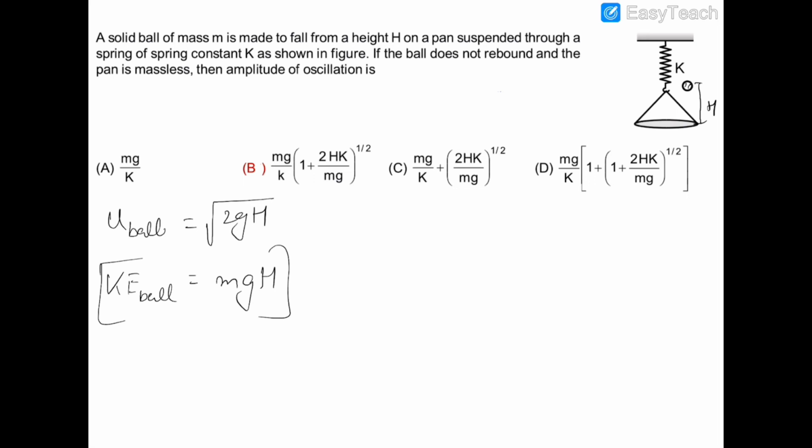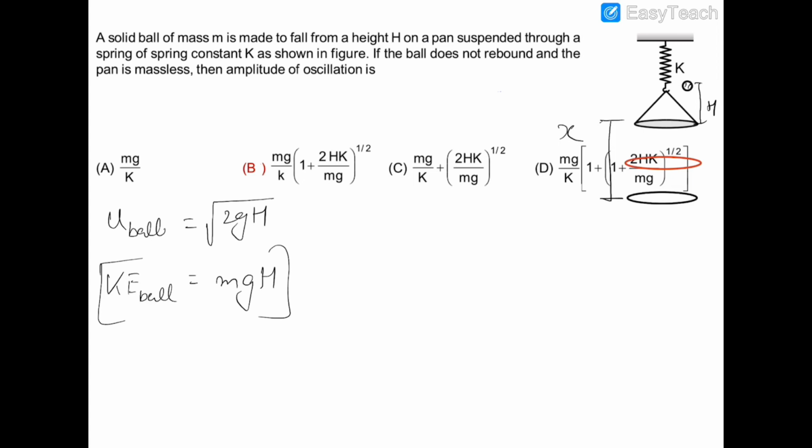Now we can see that when this ball will strike, the pan will move in the downward direction by a slight distance, like that. I'll draw. Let's suppose the pan comes to this position, and this is the maximum displacement of the pan, x. But somewhere between the maximum displacement, there would be a position where the ball would be in the equilibrium position.